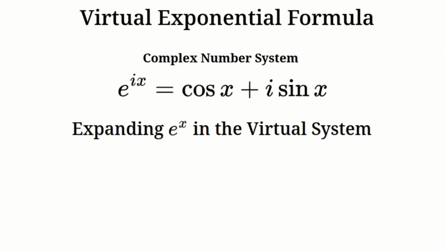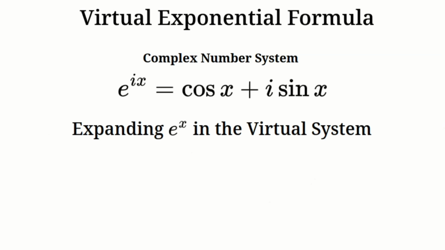In the complex number system, Euler's famous formula states e raised to the power of i times x is equal to cosine of x plus i times sine of x. We now derive the equivalent for the virtual number system. Expanding e to the x in the virtual system.